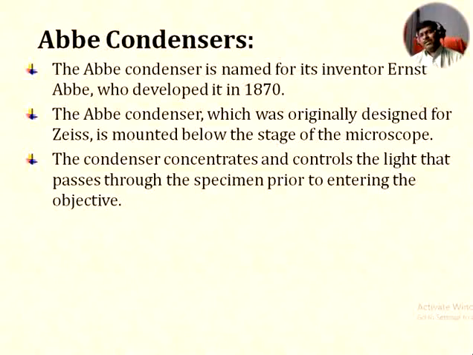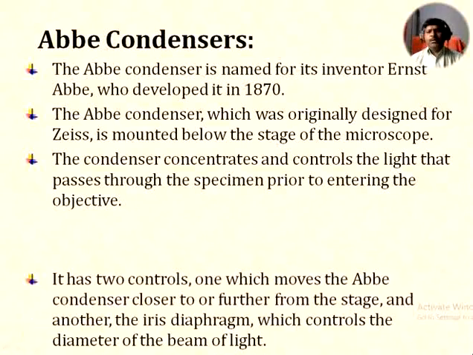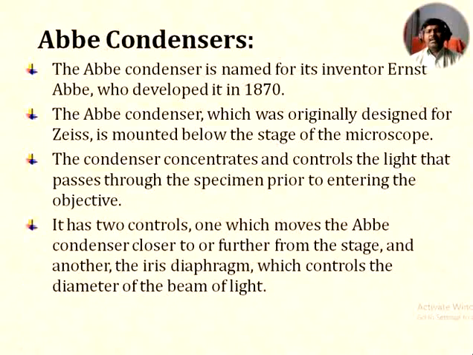That means first of all, light comes from the light source, that is a mirror or an electrical light source, and enters into the condenser, and now there is a formation of a cone of light, and then it will focus on the object. So it has two controls: one which moves the Abbe condenser closer to or further from the stage, and another, the iris diaphragm, which controls the diameter of the beam of light.